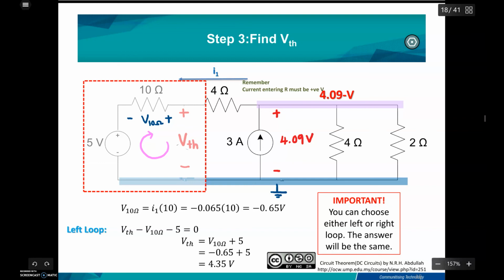Therefore, it's important to know that you can choose either the left or right loop. The answer will be the same as long as the KVL equation consists of V Thevenin. So actually, you can choose either to use this loop, and of course you can also do this loop, and then also this loop.